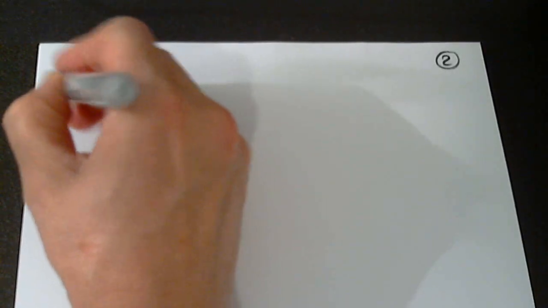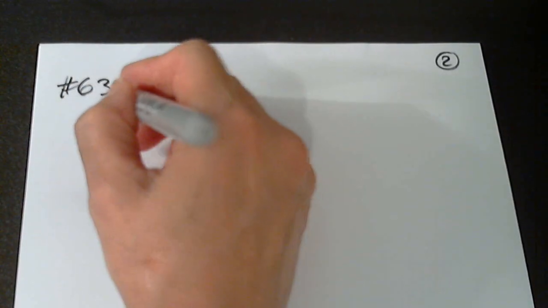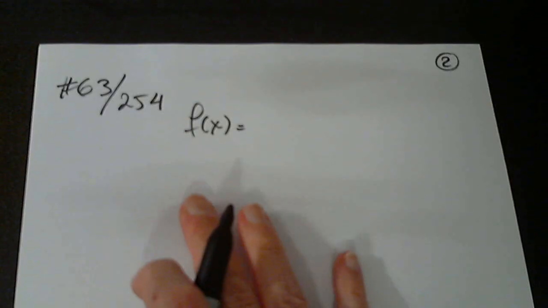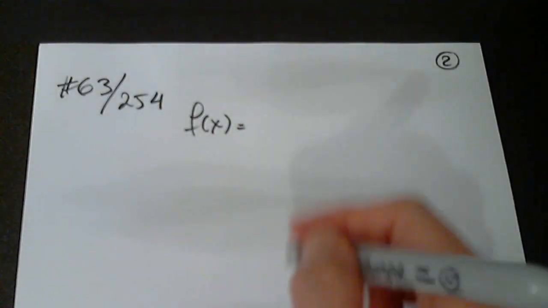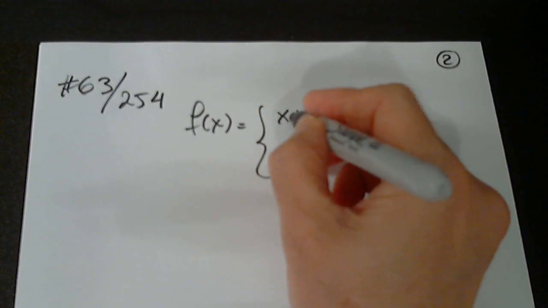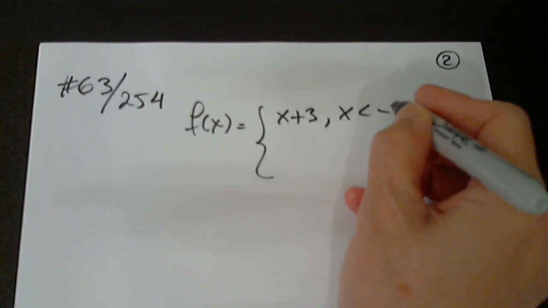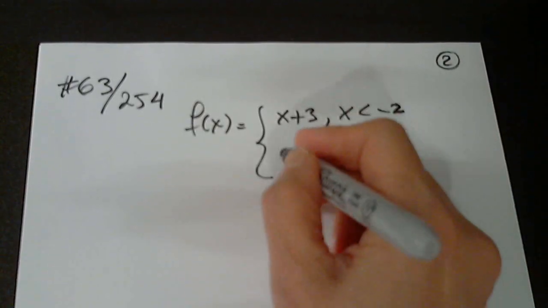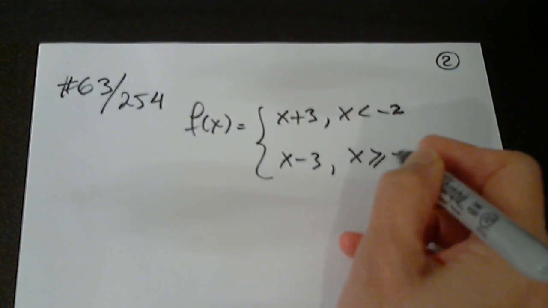Okay, so now let's move on to graphing. That's our next step: graphing this piecewise defined function. I'm going to pick number 63 on page 254. So we are given f of x, a piecewise defined function. There is no need to say braces. It's x plus 3 for x less than -2, and it's x minus 3 for x greater than or equal to -2.